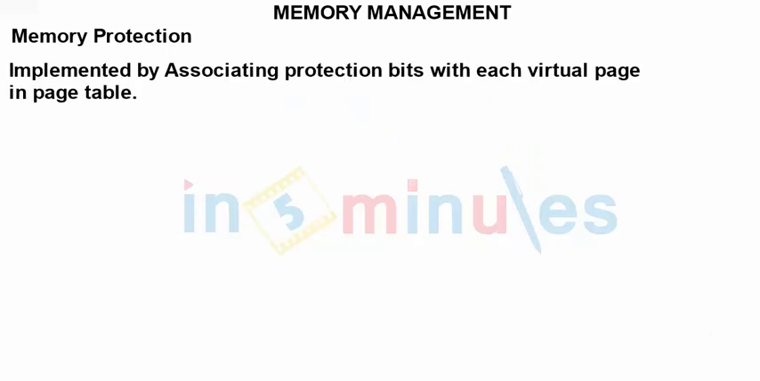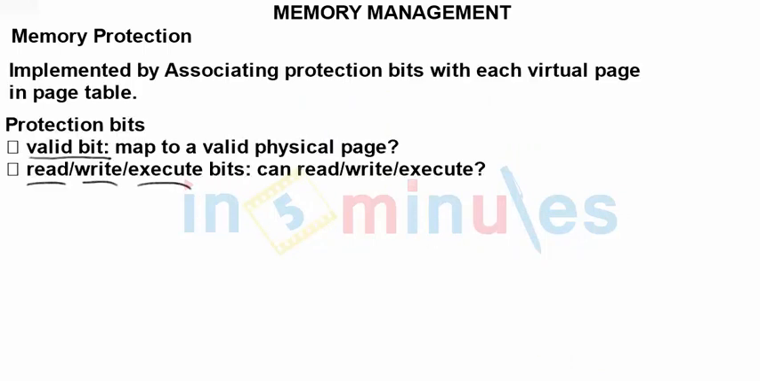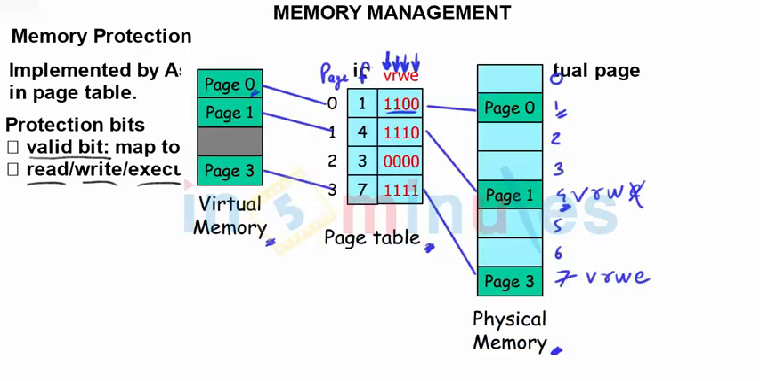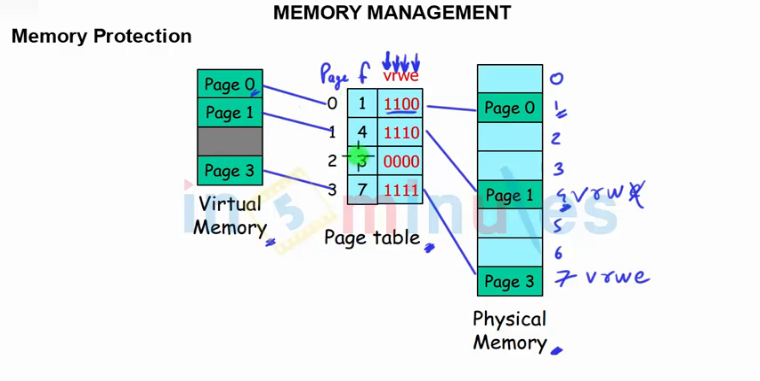So to recap very quickly, for protection we use bits. There are 4 bits to talk about: the valid bit, and the read, write and execute bits. This is checked by the MMU, that is the Memory Management Unit, for each and every access. With the final diagram, we have shown the mapping and what pages are capable of doing. So it's a very simple and straightforward concept, yet very important.